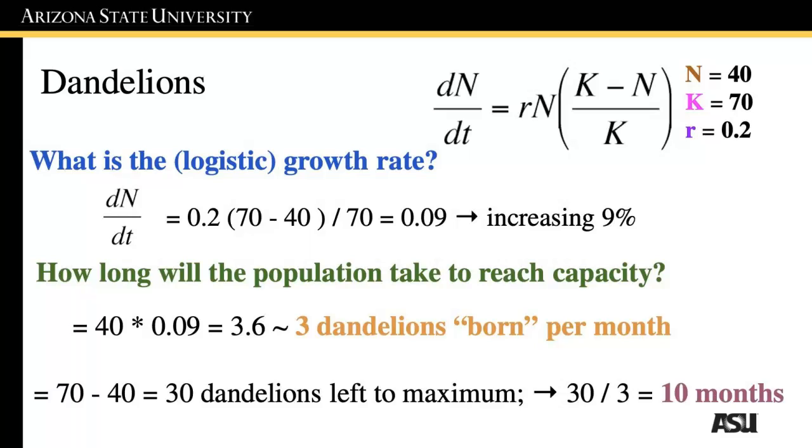How long will the population take to reach capacity? Well, if we started with 40 and we're increasing at 9% per month, we will increase by 3.6 dandelions a month, but you can't have a 0.6 dandelion, so we have to round down to 3 dandelions per month. With 3 dandelions per month, now we can find out how many months until we reach our carrying capacity. So we take the number of individuals left to reach maximum, which was 30 dandelions. We divide that by how many dandelions are born, if you will, per month, and we get 10 months. So in 10 months, the population would reach its carrying capacity.